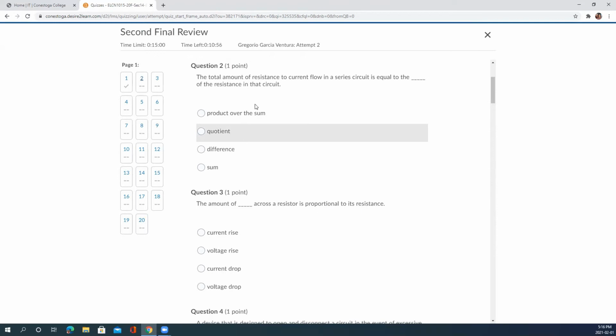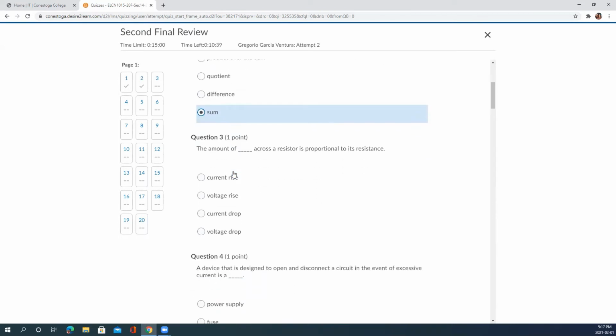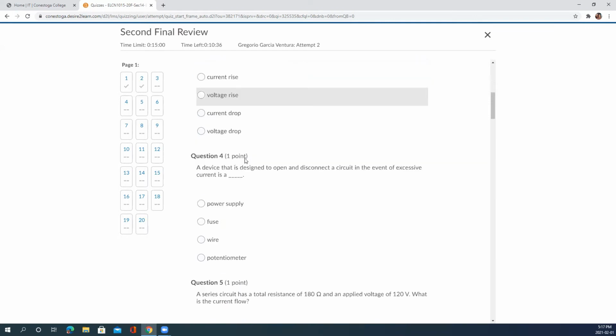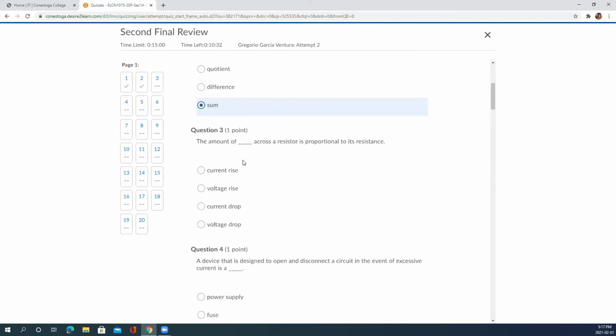Okay, so in question number 2, we have that the amount of resistance to current flow in a series circuit is equal to, and then we have a blank space, of the resistance in that circuit. So that's going to be equal to the sum of the resistance in that circuit. So as I said, I'm going to skip question number 3. Let's say that I'm not sure what should be the answer to that question.